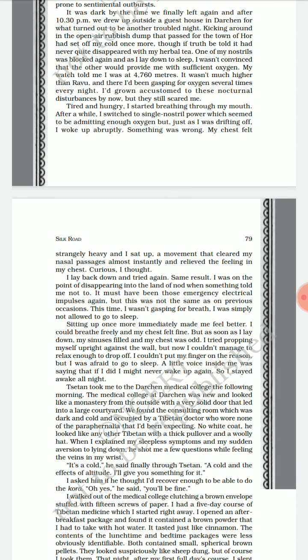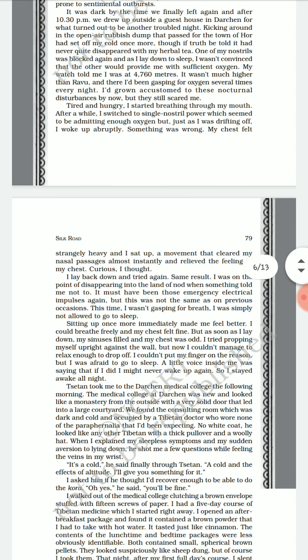I already told you he was having breathing problems also. So one of my nostrils was blocked again, and I lay down to sleep. I wasn't convinced that the other would provide me with sufficient oxygen. That means the other nostril.